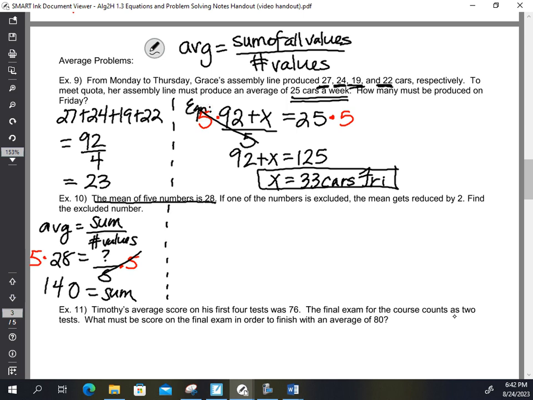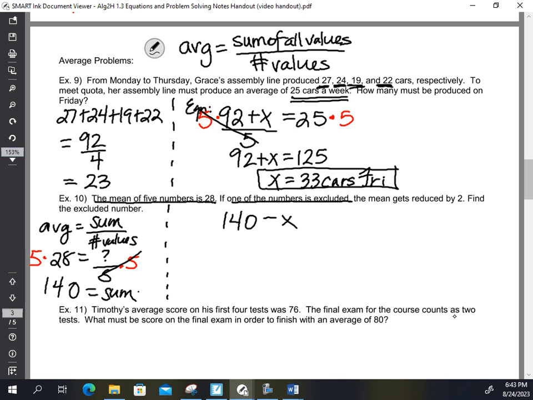So let's keep going. If one of the numbers is excluded, the mean gets reduced by 2. So again, think about how an average works. We just found out that if we add 5 numbers together, 140 was the sum. If one of the numbers is excluded, then one of the numbers is taken out. So you have 140, a number's being taken out. We don't know how much that number was.